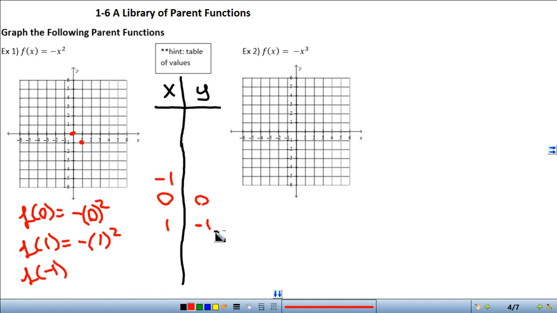Next I've got f of negative 1. I'm going to plug in negative 1. Whoa, I don't even know why my computer did that. It just happened. So negative 1 squared is equal to 1, and then I bring this negative over. Boom, negative 1. So I can pretty much already tell what the graph's going to look like at this stage. I'm going to clear these out so I can get some room to do some more graphing.